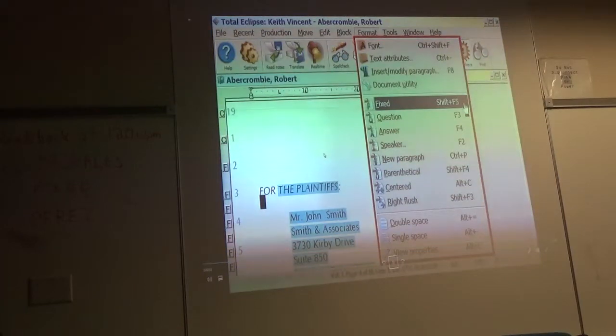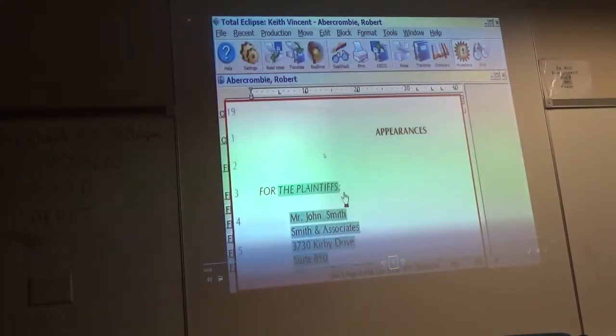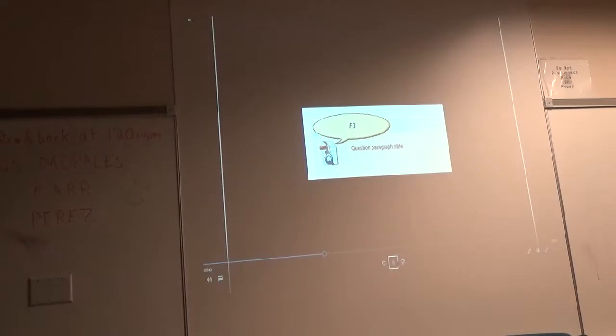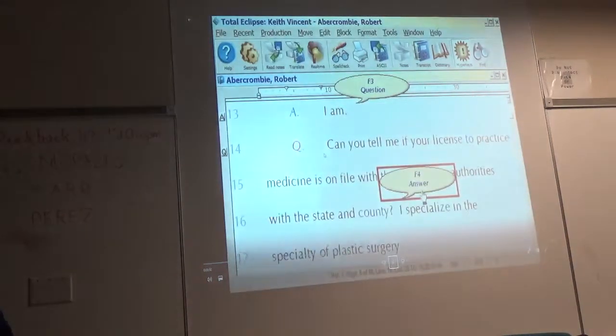For example, Shift F5 is the speed key that inserts a fixed paragraph, or what you might think of as a blank line. F3 is the speed key to insert a question paragraph, and F4 to insert an answer paragraph. Here I need a question. Here I need an answer.